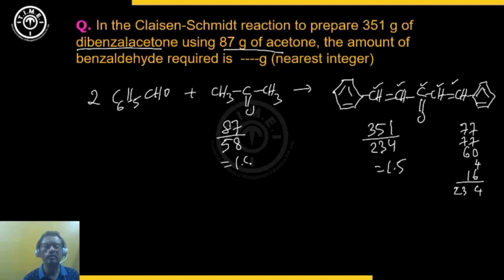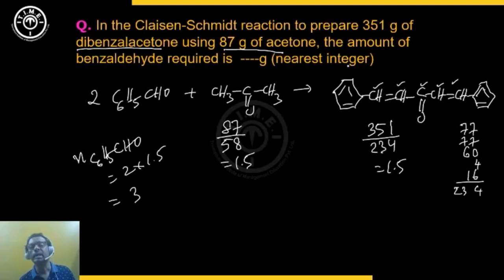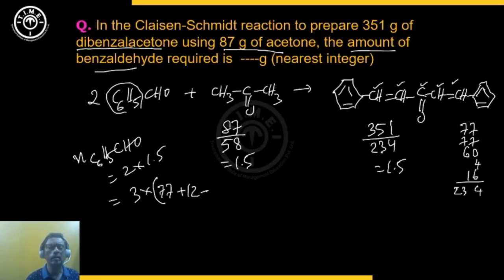That is also 1.5. For every 1 mole of acetone, you require 2 moles of benzaldehyde. So the number of moles of benzaldehyde will be how much? Number of moles of C6H5CHO required for this reaction is twice 1.5, which is 3 moles. All that we need to do is get the grams of benzaldehyde. That's it. Each benzaldehyde is how much? So 3 into 77 plus 1 carbon, 1 hydrogen, 1 oxygen. Add up. 77 plus 13 is 90. 90 plus 16 is 106. 106 into 3 is 318 grams is the answer.